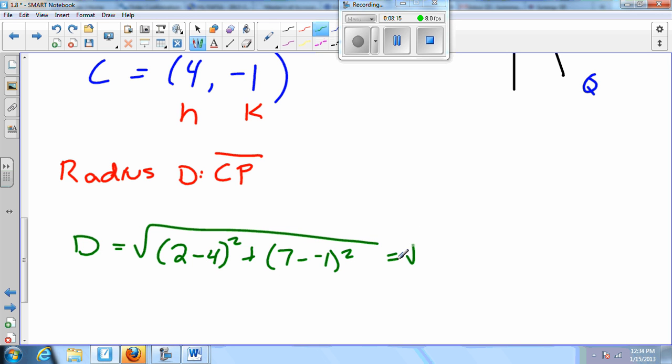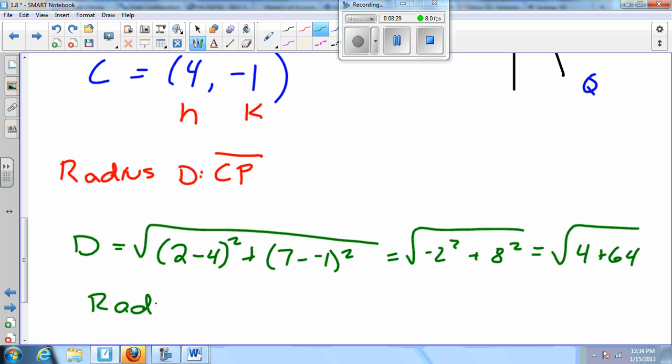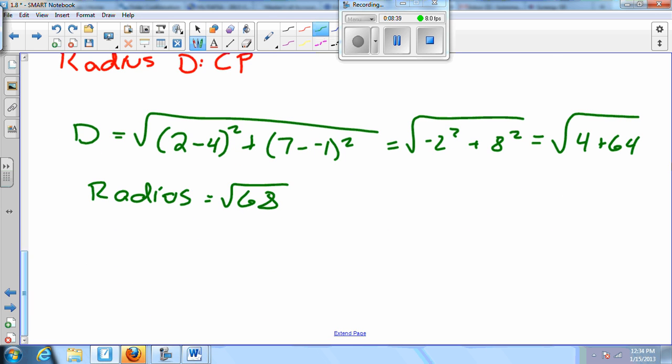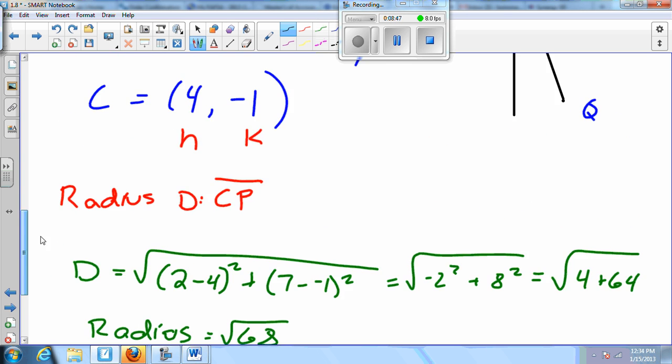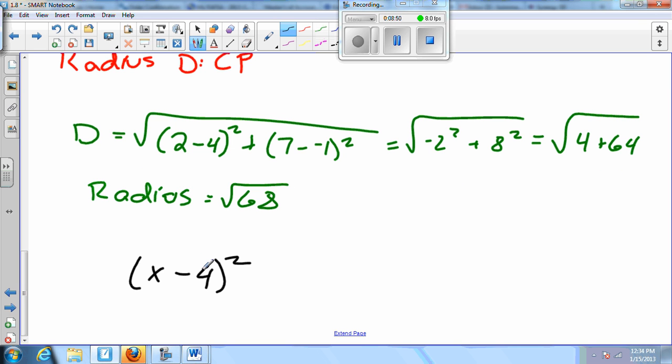So it goes down to the square root of -2 squared plus 8 squared. -2 squared is 4. 8 squared is 64. 4 plus 64 is 68. So our radius is root 68. So now we have everything we need. Plug it into the equation for a circle. We get x minus h, which is 4, quantity squared, plus y plus 1, quantity squared equals 68.